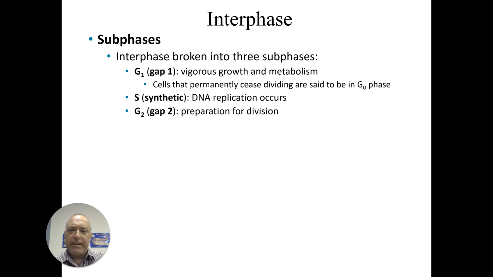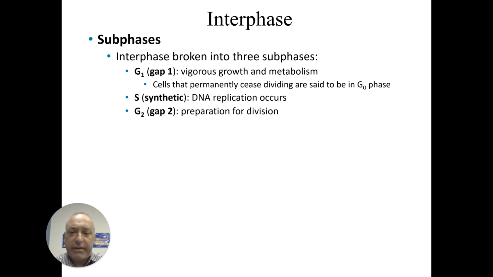So there are subphases in the cell cycle, and I'll show you a picture of this, but there's a gap 1, a synthetic phase, and a gap 2. So gap 1 and gap 2 are for cell growth, and S phase is for DNA replication or DNA synthesis.